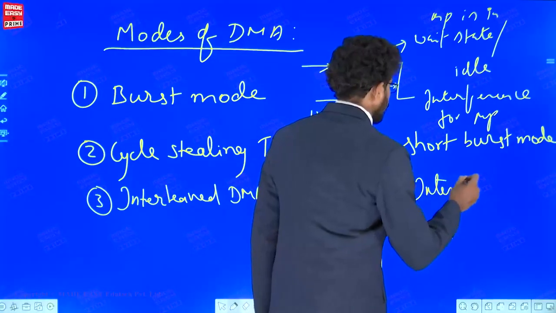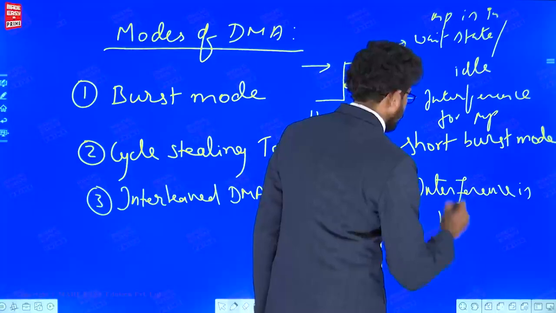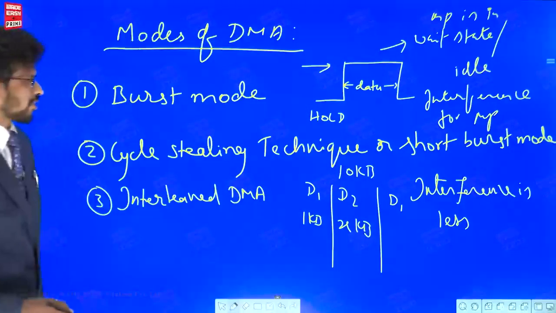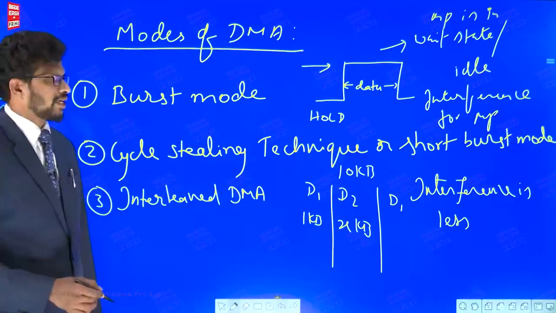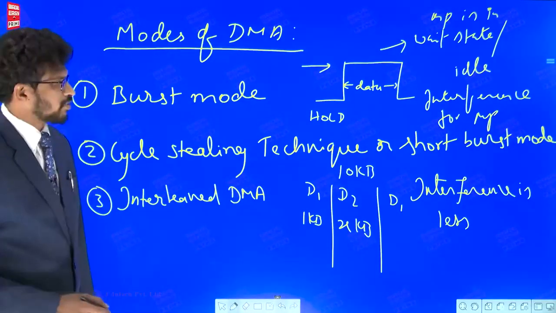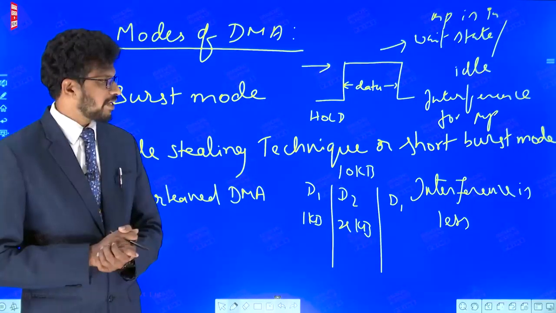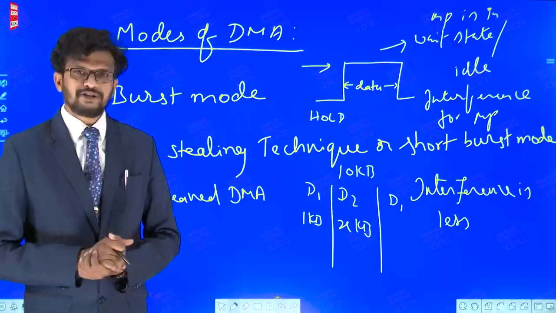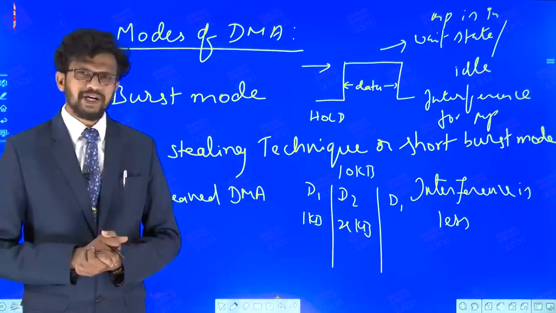Interference is less. That is called as short burst. So in the cycle stealing technique, the data is transferred in the terms of blocks, and the blocks are transferred in a particular interval of time. So here the total data is divided into blocks, and these blocks may belong to different devices also, not the same device. That is how actually the short burst technique can be involved.